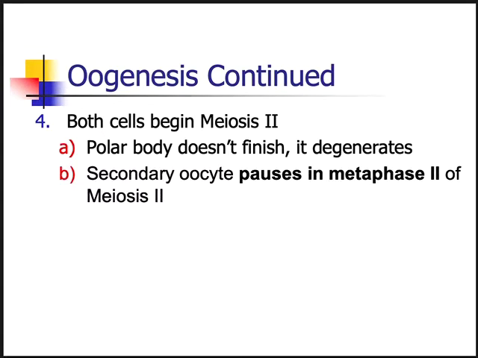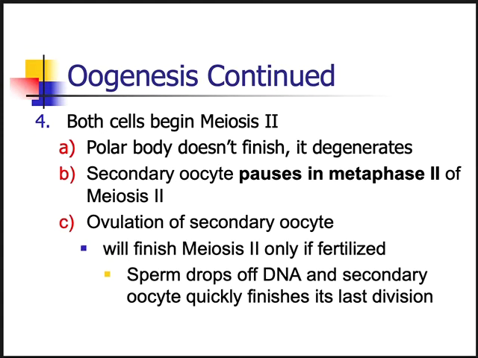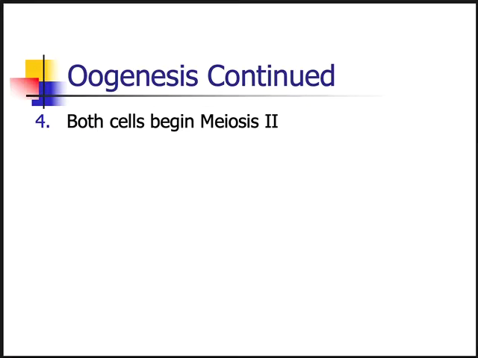The secondary oocyte that remains, which is very large, gets paused in metaphase 2, and that's when you would ovulate, right? So the mature follicle, secondary oocyte paused in metaphase 2 is ovulated and it waits to be fertilized, otherwise it will degenerate.